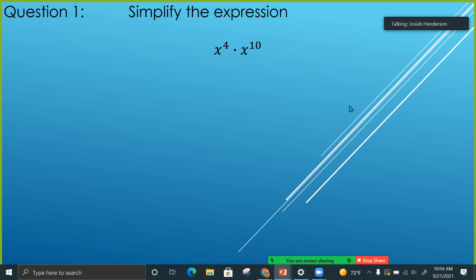Okay, so let's jump into it. Simplify the expression. X to the 4th power times X to the 10th. So I'd like you all to try this on your own. Treat it like this is our test today. Treat today's review as just a practice test. This problem is basically straight off the test from tomorrow.